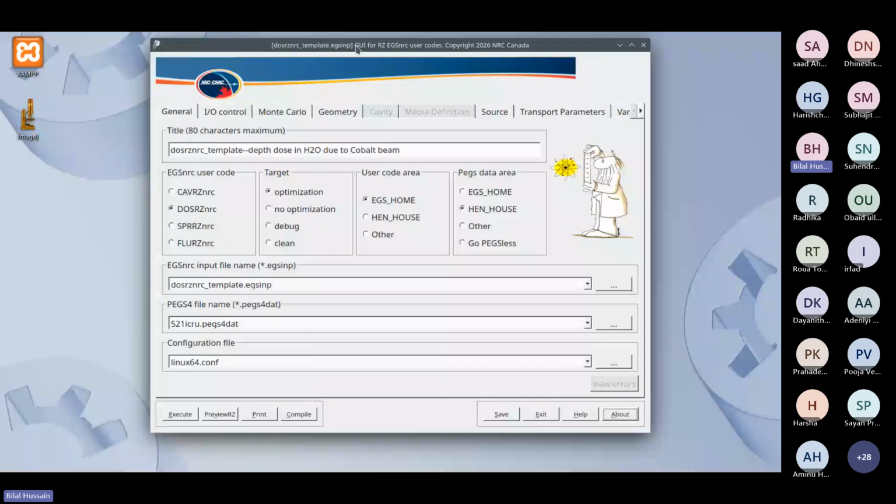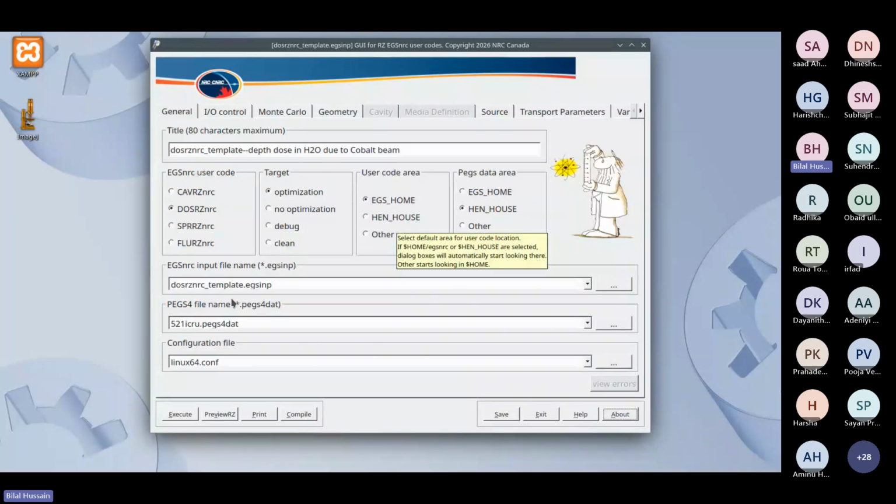This is the interface we get once we launch EGSnrc dose RZ. It is a GUI interface. We will see this later. The very important thing is general. I had told you there are two important things we need.